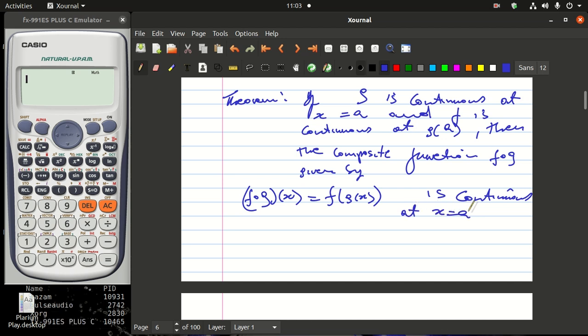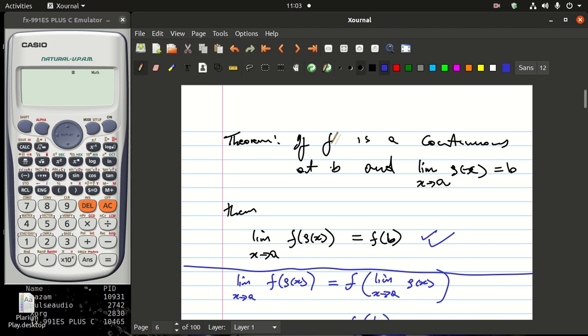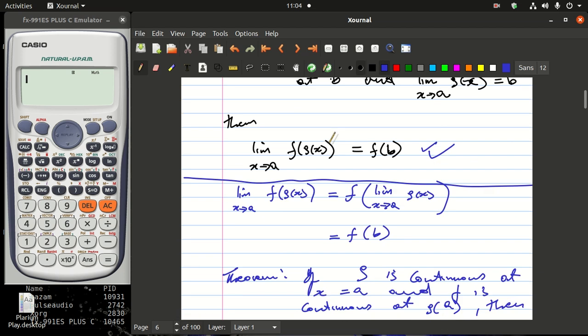So basically what is important here, I want you to keep track of this. Here I want the outside function to be continuous at that point. And secondly, the limit of the inside function, I want it to exist and be equal to some value. If the limit is equal to some value, then to find the limit of this function as x approaches a, I just need to find the limit of the inside function, get the value and plug it inside, because that one is already continuous.